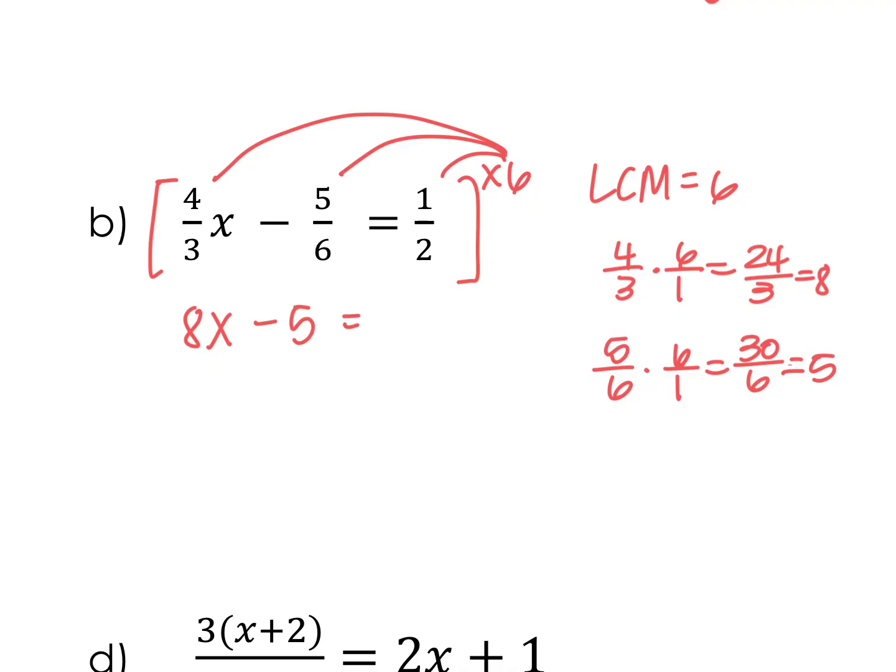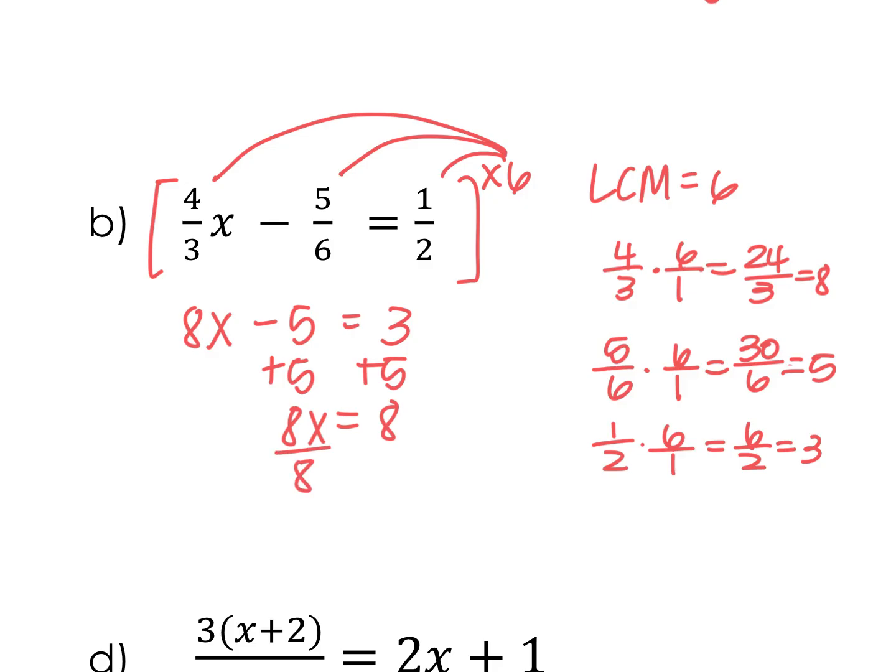And then the last one, 1 over 2 times 6 over 1. 6 over 2 is 3, equals 3. From here, I'm just going to solve. Plus 5, 8x equals 8. Divide by 8, and x equals 1.